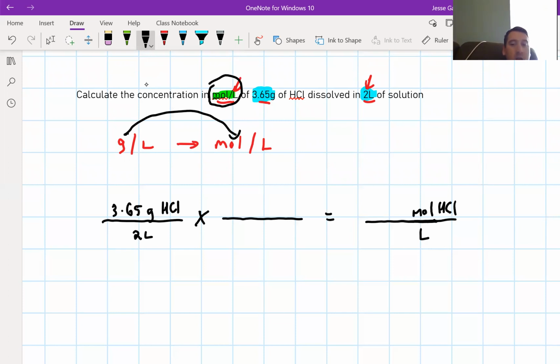All right, so let's think for a second about the units I currently have. I currently have liters in the denominator, and I need liters in the denominator over here. So that's good. I don't have to do anything with the denominator unit. But I currently have grams of HCl in the numerator. Sorry, I should use a different color. I'm going to change from blue. I currently have grams of HCl in the numerator, whereas I need moles of HCl in the numerator.